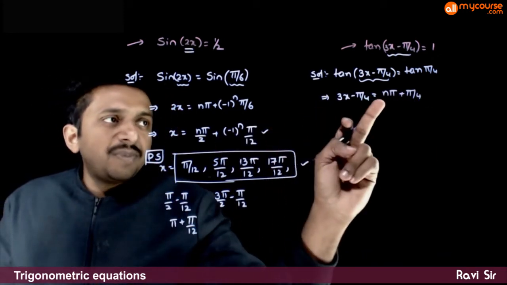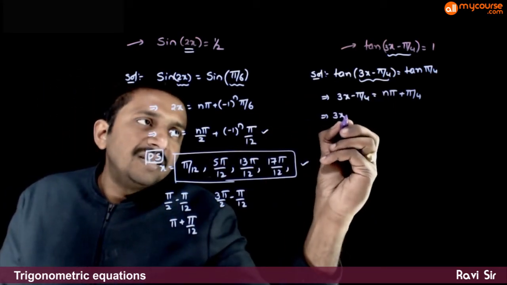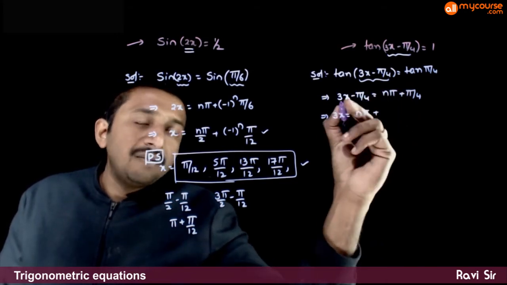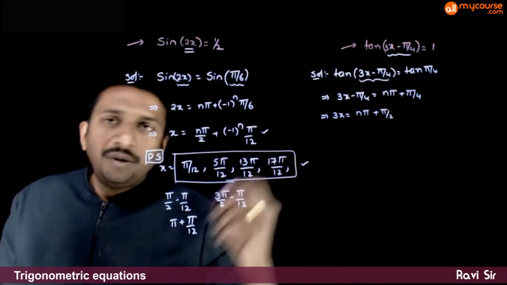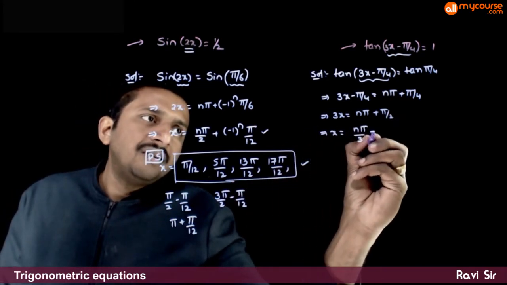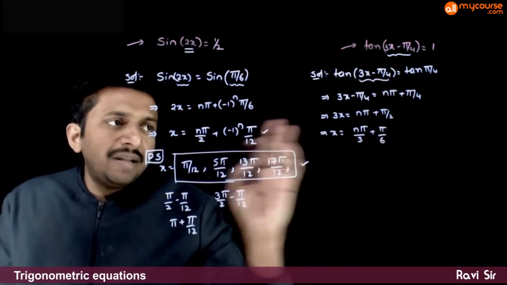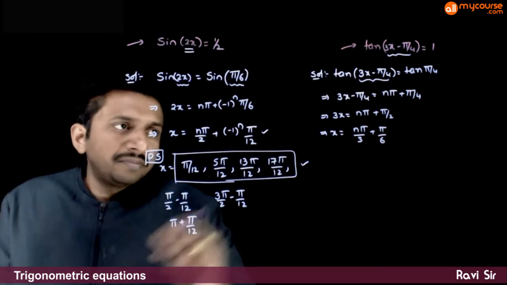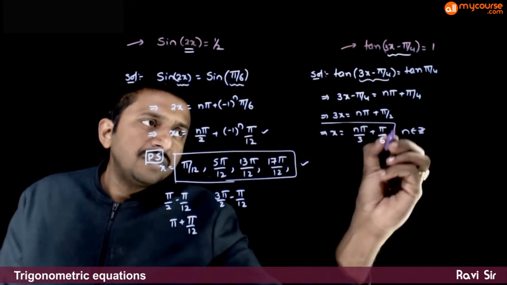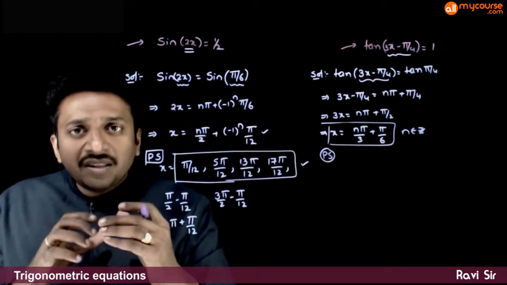So 3x minus pi by 4 is equal to n pi plus pi by 4. This implies 3x is equal to n pi, and minus pi by 4 going onto that side, you get pi by 4 plus pi by 4 is pi by 2. And this implies x is equal to n pi by 3 plus pi by 6. So this is the general solution. If I want the principal solutions, I just need to search for solutions in the first rotation.